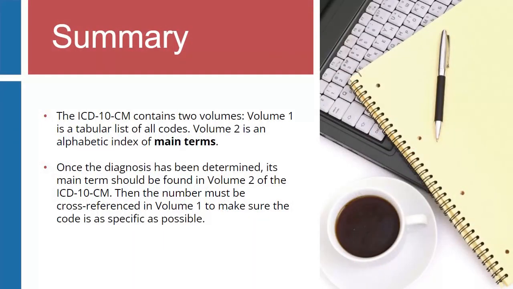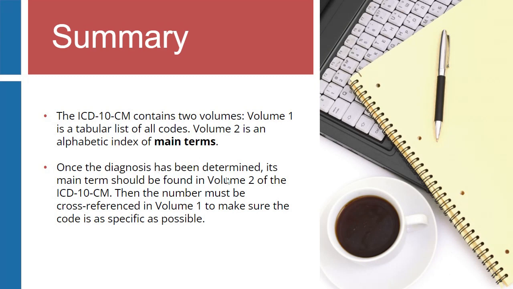Okay. So, in summary, the ICD-10 CM contains 2 volumes. We have volume 1 and volume 2. And then volume 2 is going to be where we're going to go first. Once we find that, like we saw that diaper rash was, what was that? L22. Whenever you find a code, you always want to go cross-referencing in volume 1. So L22, you're going to go look for that in volume 1. You're going to look up L22 and you want to make sure it says beside it diaper rash, okay?